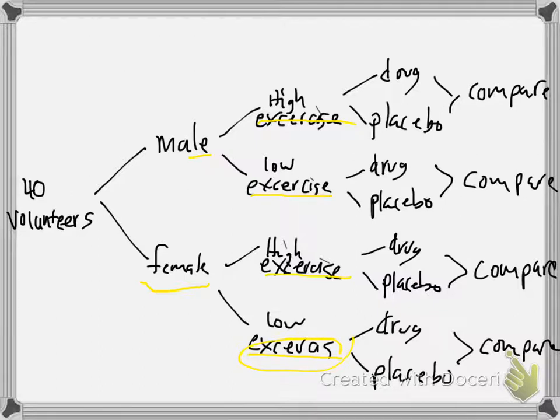And then now, within the males who exercise a lot, I'm going to randomly assign a certain amount to get the drug and another certain amount to get a placebo. And those who don't exercise a lot, I again can assign half of them to get the drug and the other half get the placebo. Same thing with the females who exercise a lot. Split them in half, half get the drug, half get the placebo. It doesn't necessarily have to be split in half, but especially with 40 volunteers, we want to make sure that there's at least a few people in each group by the time we're done blocking.